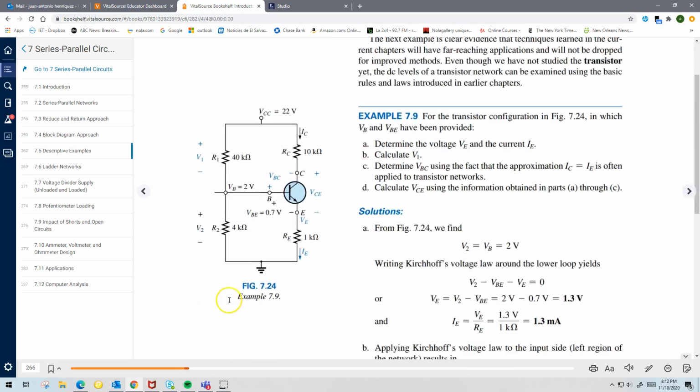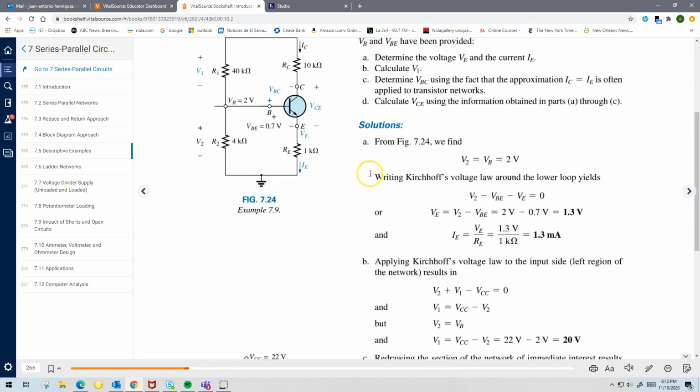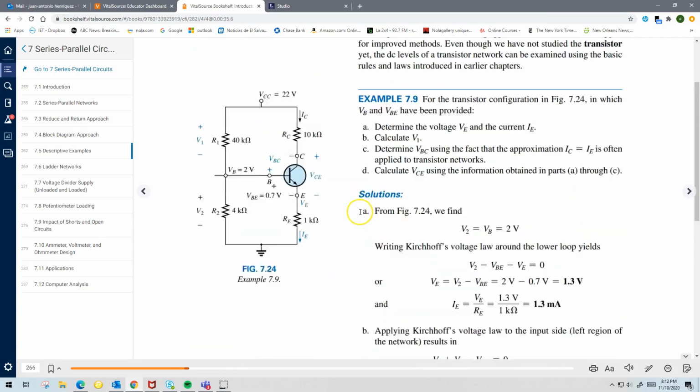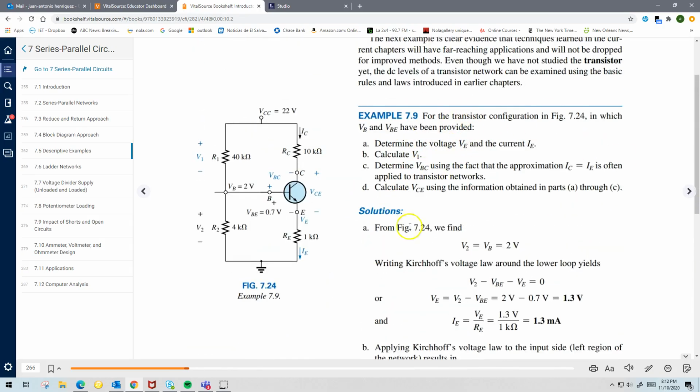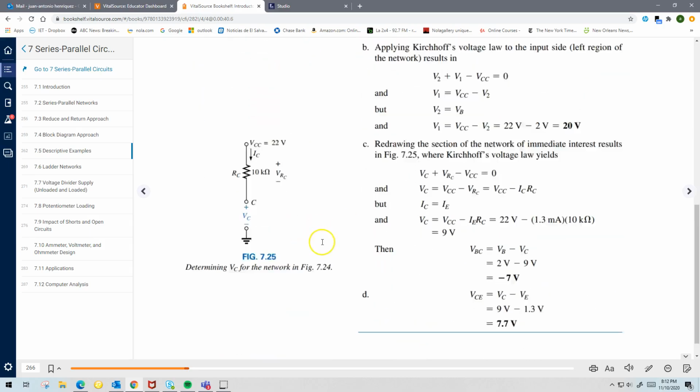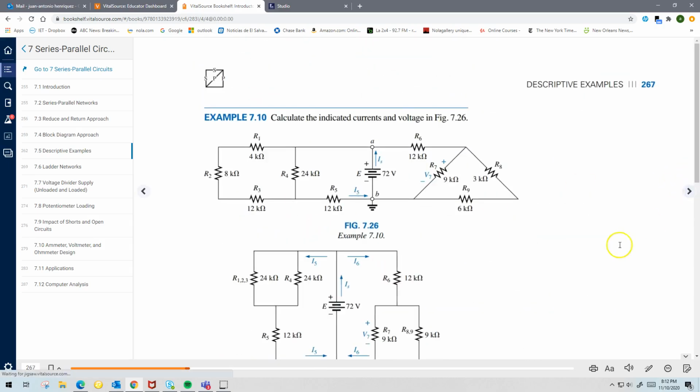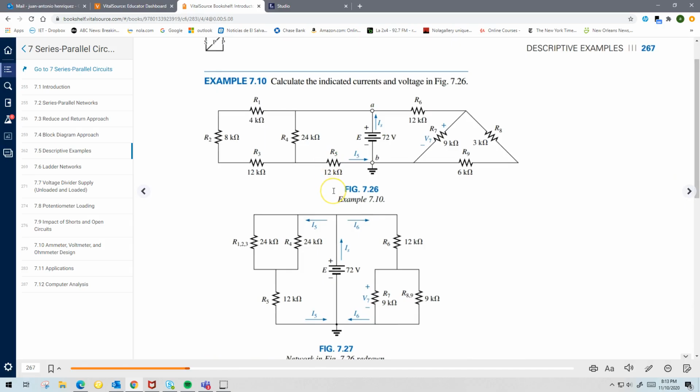Don't worry about this one. This shows a transistor. We're not dealing with transistors at all. So in this example, don't bother to look at this particular example. This one you may want to do. I'm going to leave it again as an exercise.